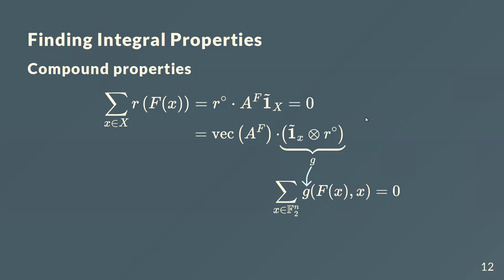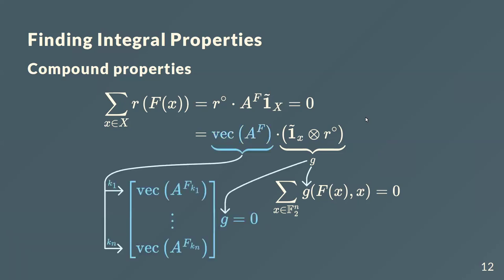So in a sense that we get the dot product between the vectorization of your algebraic transition matrix and the tensor product of your input set and output set transformations. Then if we just kind of ignore the fact that this is a tensor product, we get a linear equation, which we can use to find more general integral properties than the ones we're actually searching for. But maybe this is not that bad because, I mean, you could still exploit them.